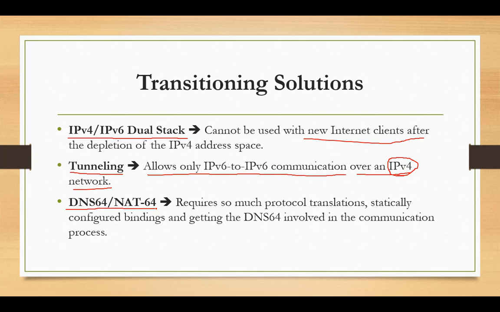The third transitioning solution is DNS64 NAT64, and it allows IPv6 only hosts to communicate with IPv4 only servers using DNS64 and NAT64. But its problem is that it requires so many protocol translations. It requires statically configured bindings. It requires the involvement of the DNS64 in the communication process. And this is the complexity of this transitioning solution. But it allows IPv6 only hosts to communicate with IPv4 only servers.